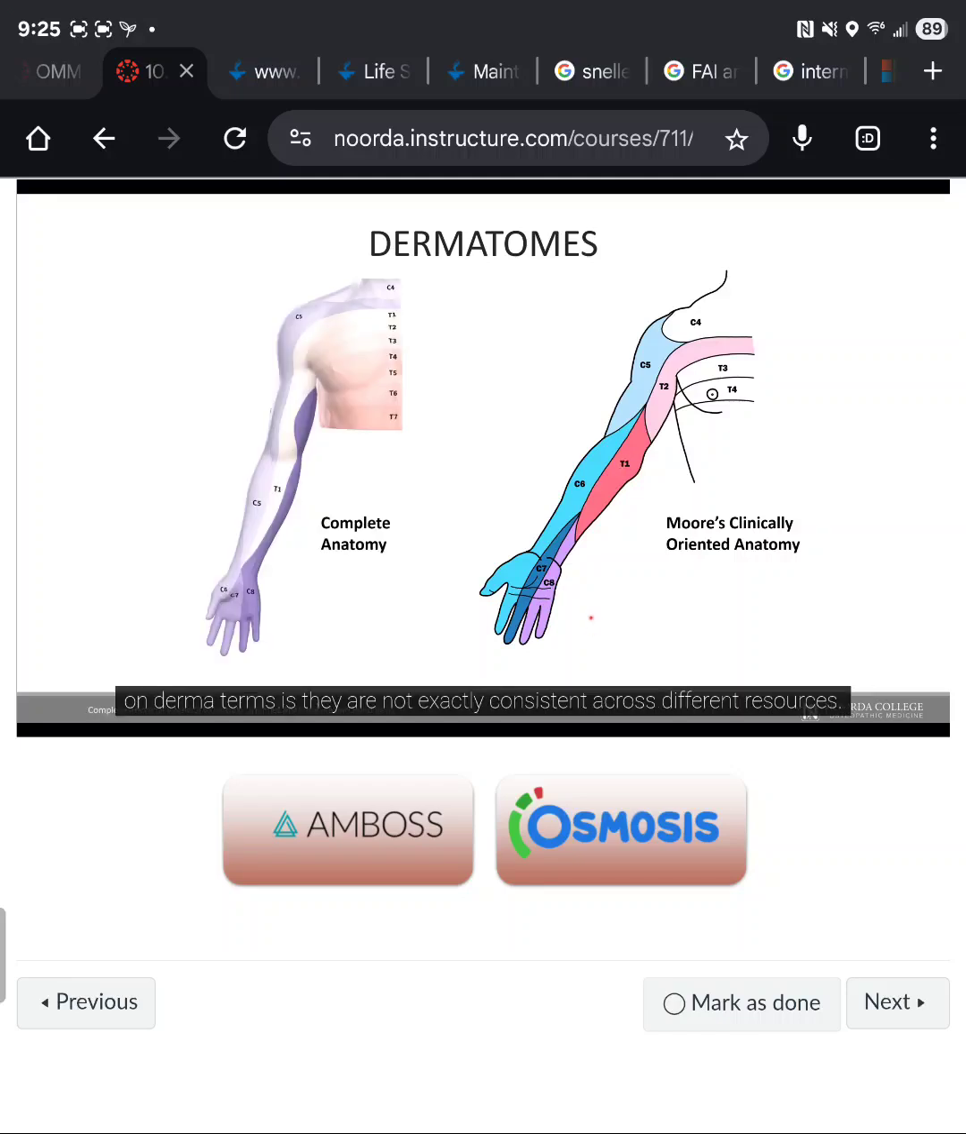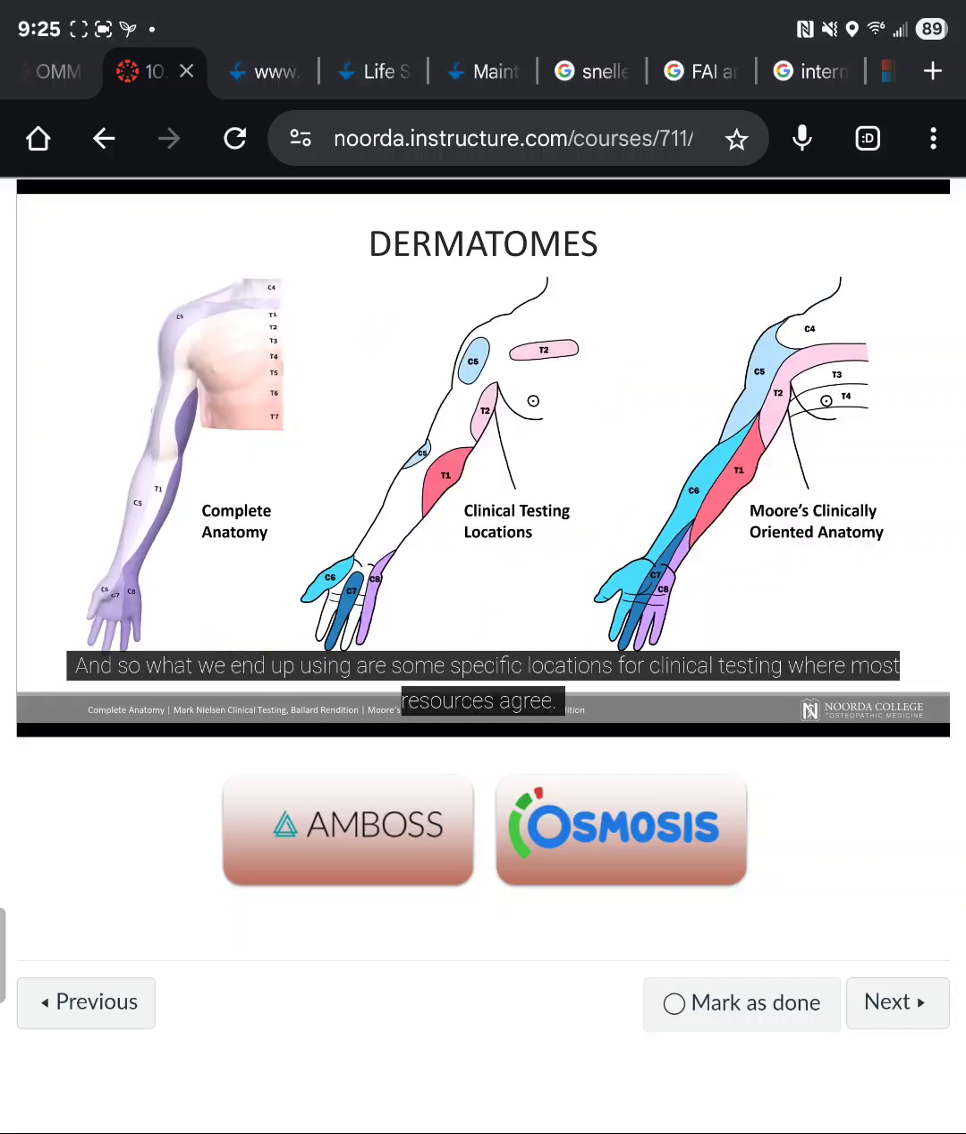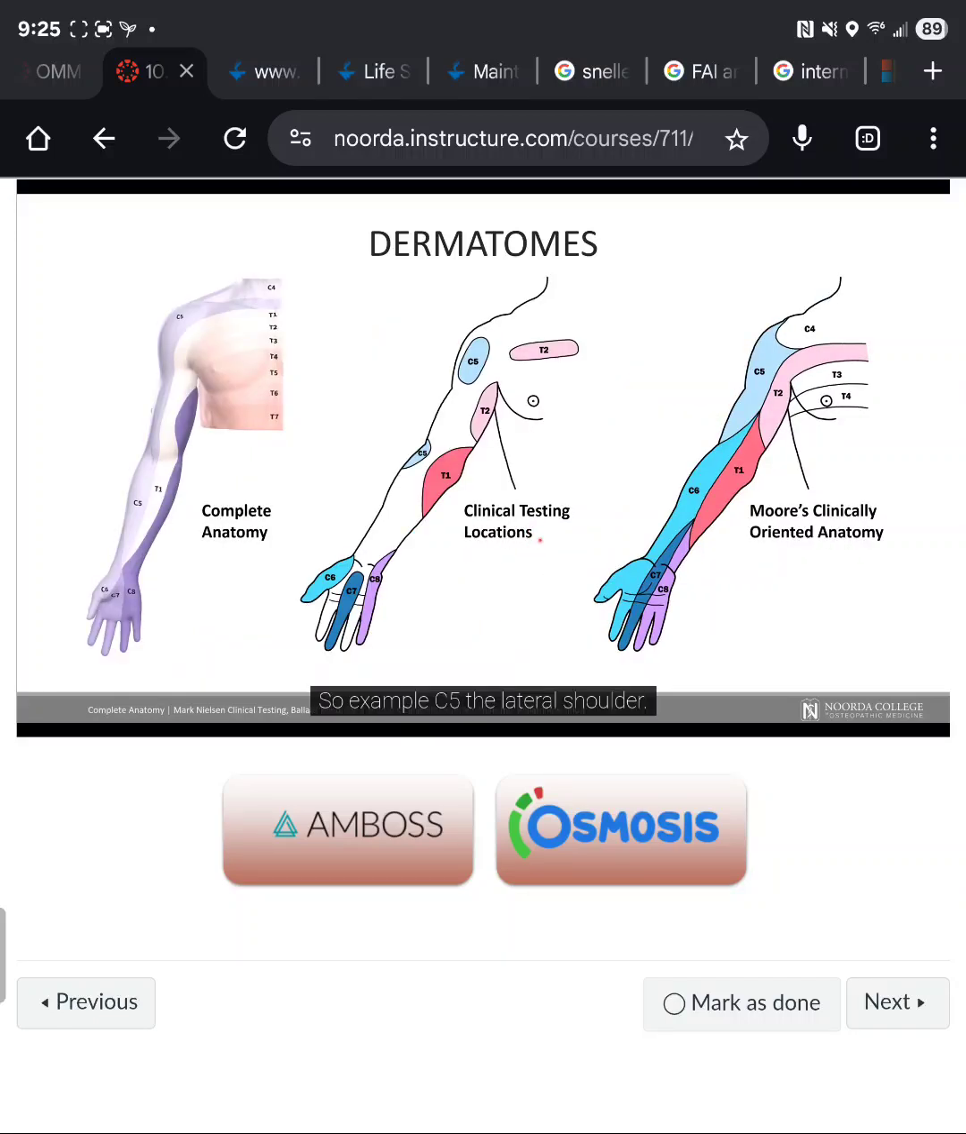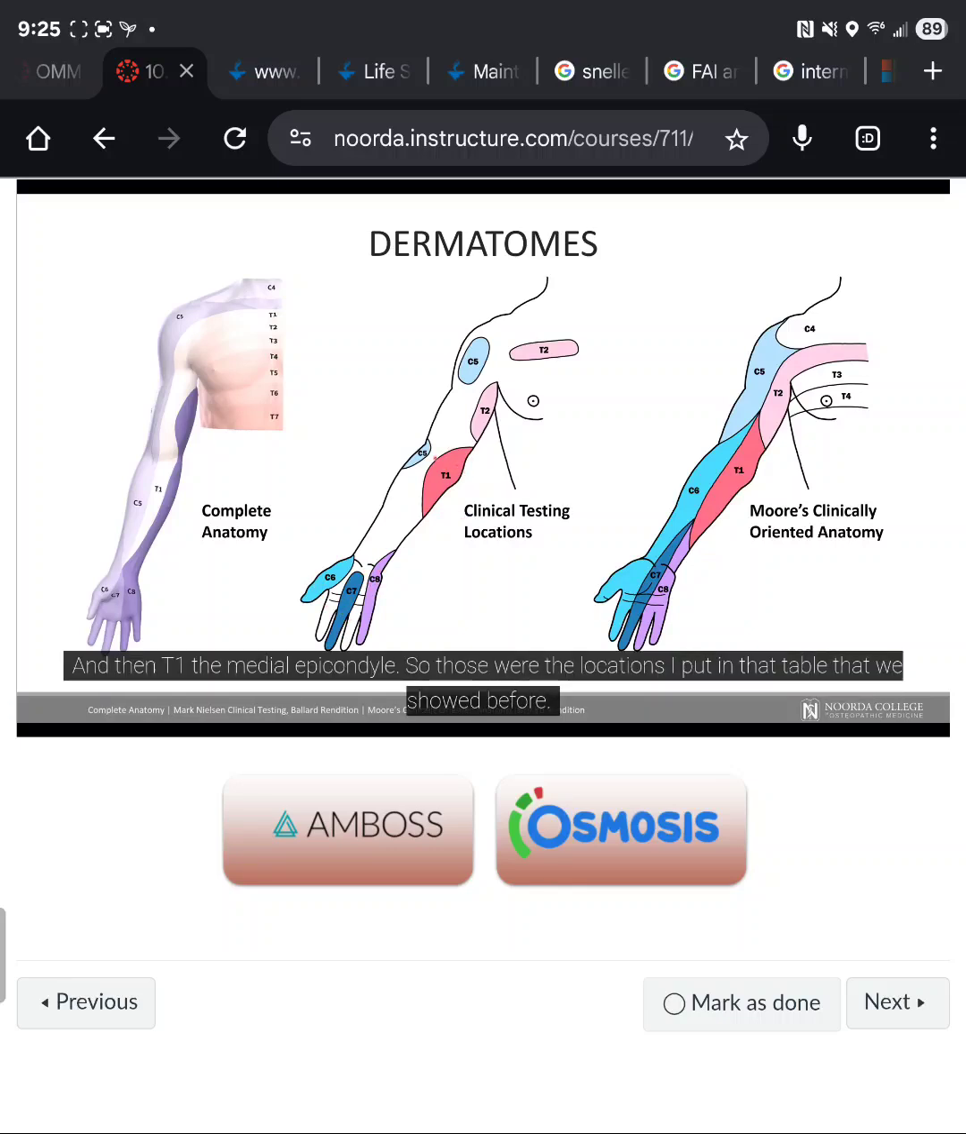One note on dermatomes is that they are not exactly consistent across different resources. So you can see this Moore's dermatomal map is different than the Complete Anatomy map. For example, Complete Anatomy has C5 going almost all the way to the wrist, whereas in Moore's, it doesn't get any of the forearm at all. And so what we end up using are some specific locations for clinical testing where most resources agree. So for example, C5, the lateral shoulder, pretty consistent right there. C6 with the thumb, C7 middle finger, C8 digit 5, and then T1 the medial epicondyle. So those were the locations I put in that table that we showed before.